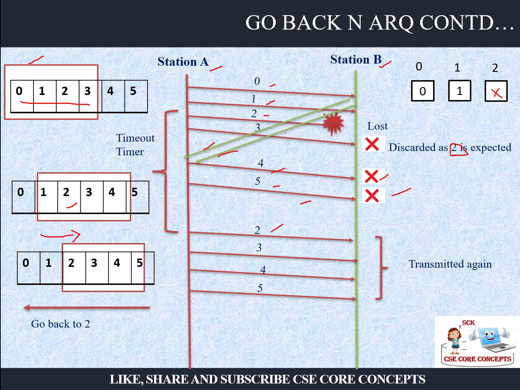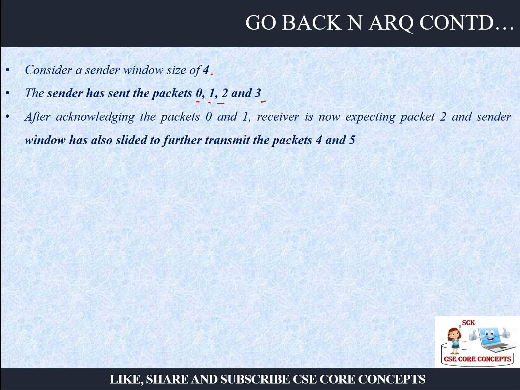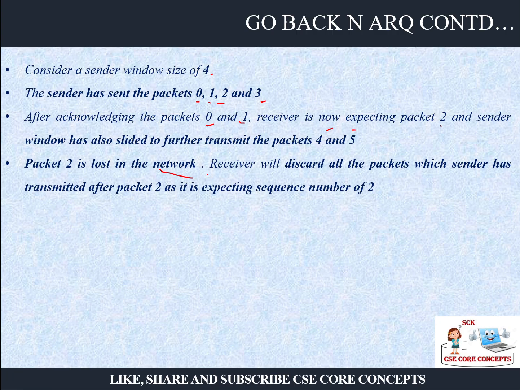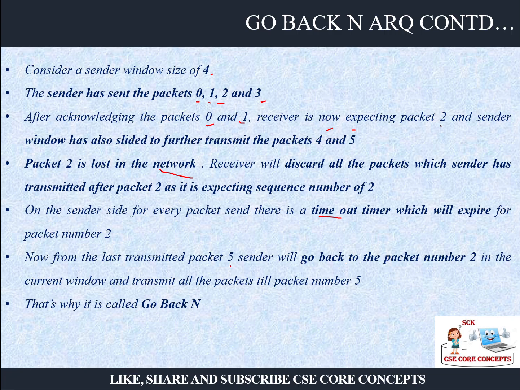So this is a sender's window. The size of the window we have taken as 4. The sender has sent the packets 0, 1, 2 and 3. After acknowledging packets 0 and 1, the receiver is expecting packet 2, but the sender is continuously sending packets 4 and 5. But packet 2 is lost in the network. The receiver will discard all the packets that the sender has transmitted after 2. So on the sender side, the timeout will expire for packet 2. Now from the last transmitted packet 5, it will have to go back to 2, 3, 4 and 5.